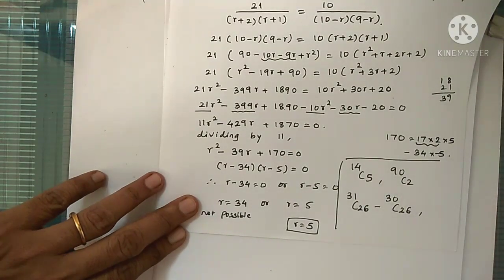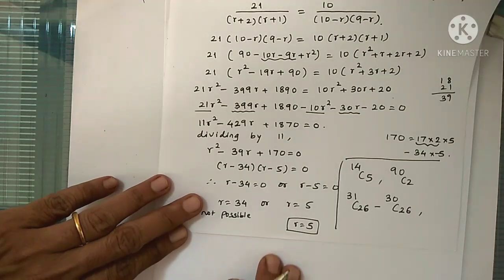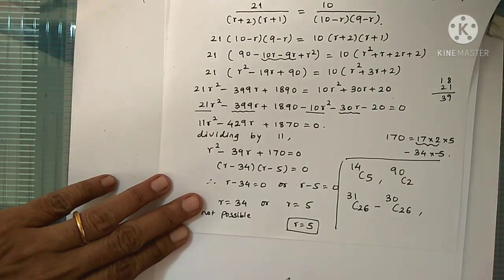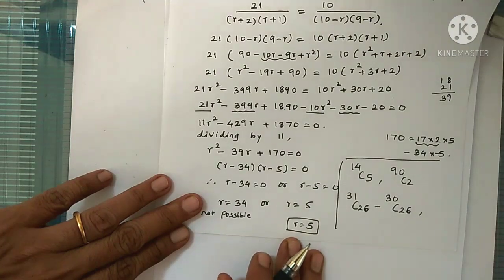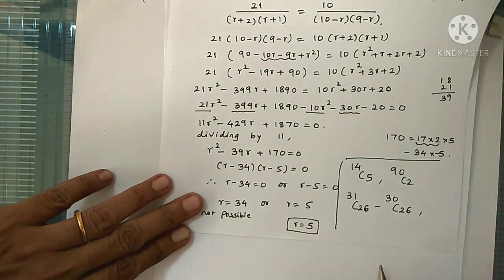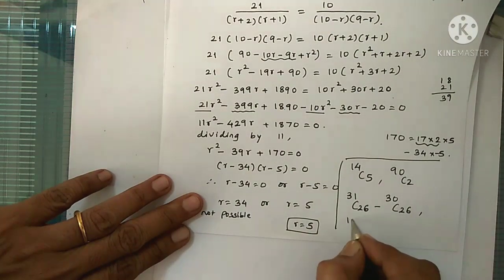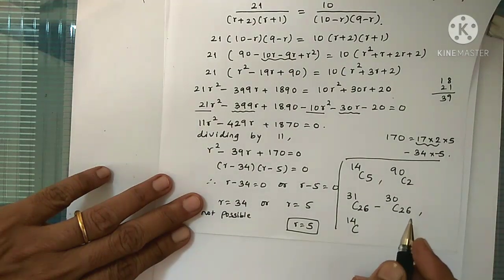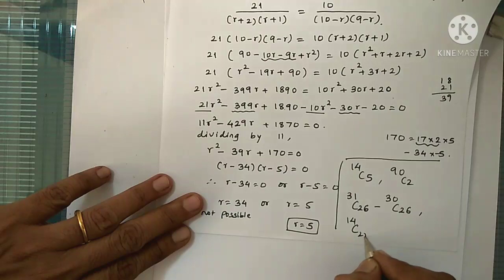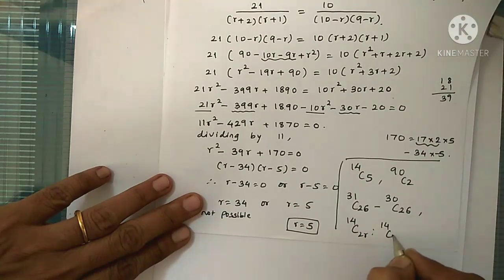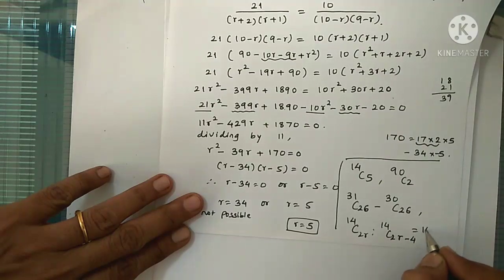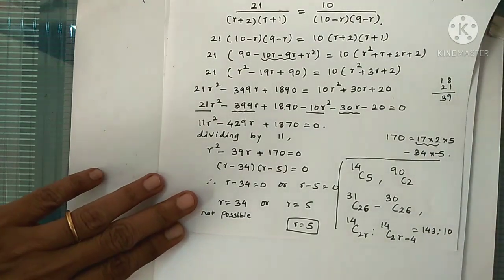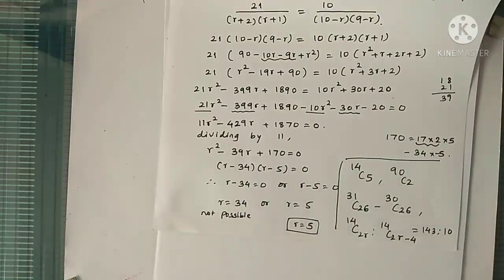Let's solve one more question of a ratio type. So find the value of r, if 14C2r is to 14C2r minus 4 equals 143 is to 10. Okay. So here the ratio is given, find the value of r.